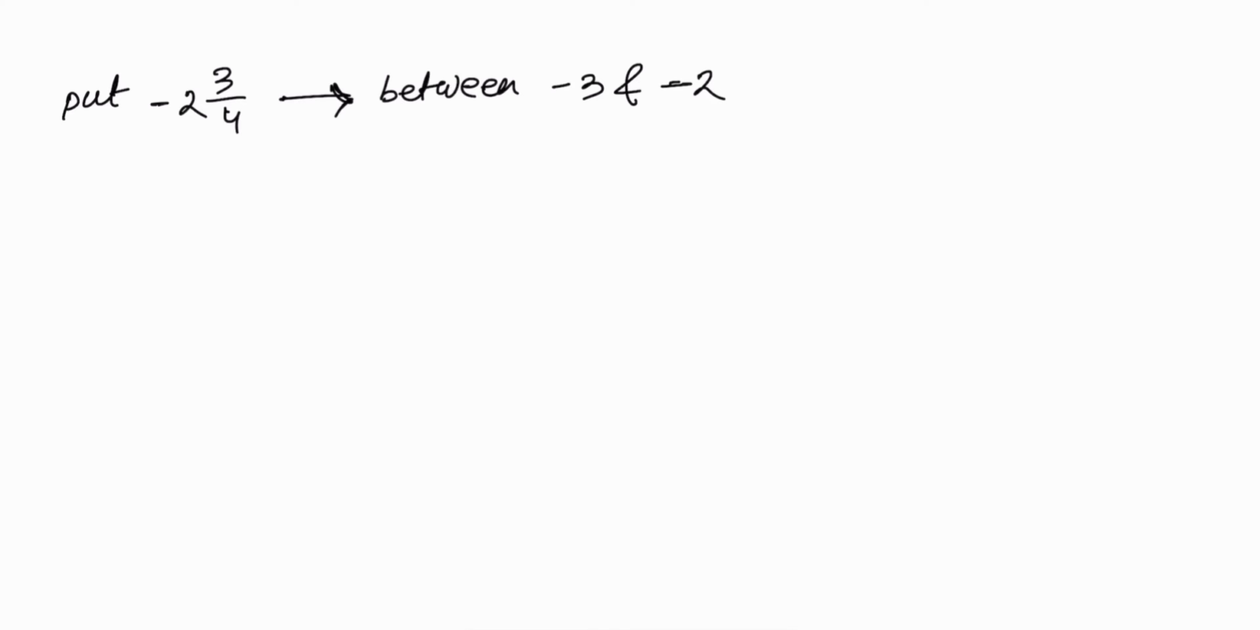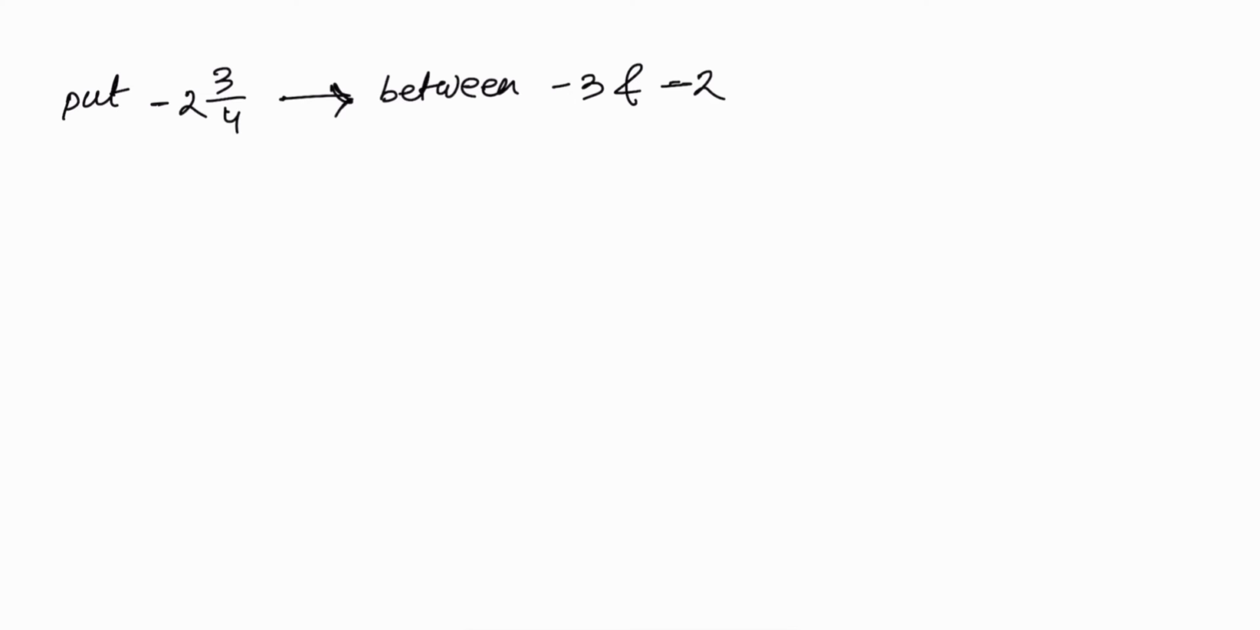If you go to the left, the value of a number will decrease. That means -2 whole 3/4 is to the left of -2, but not more than -3. I mean not less than -3.